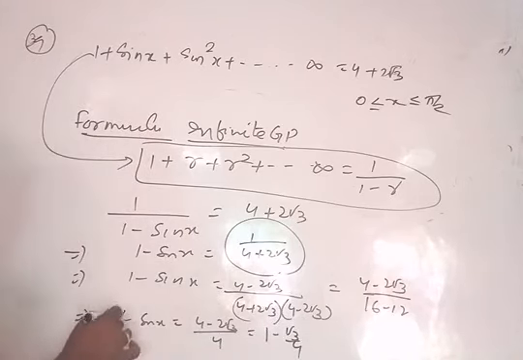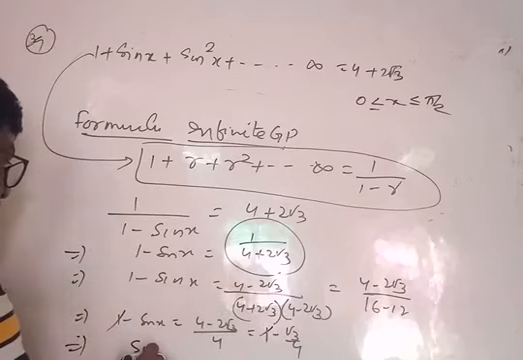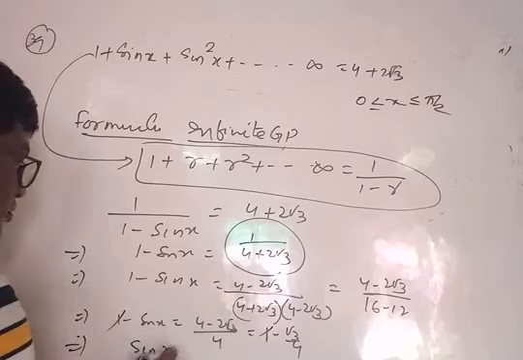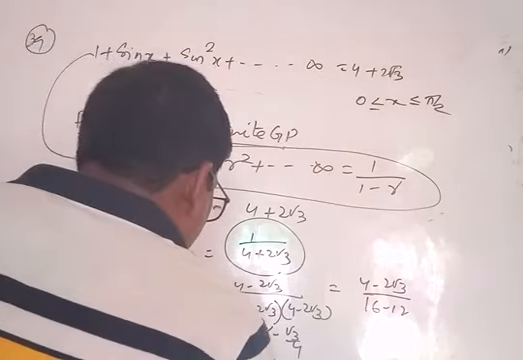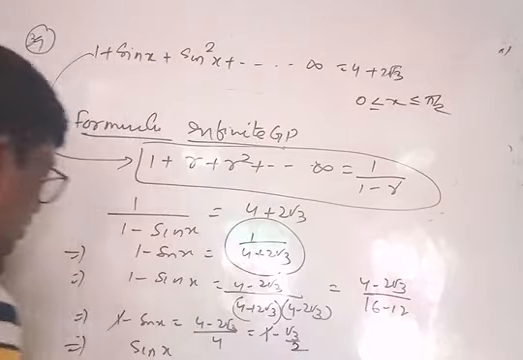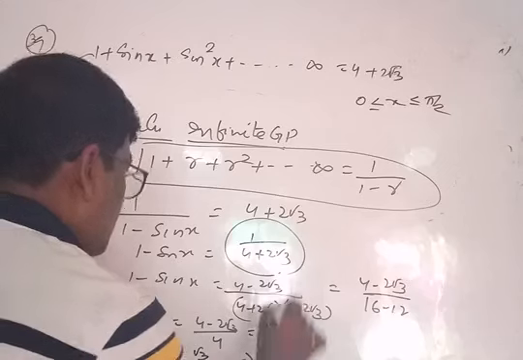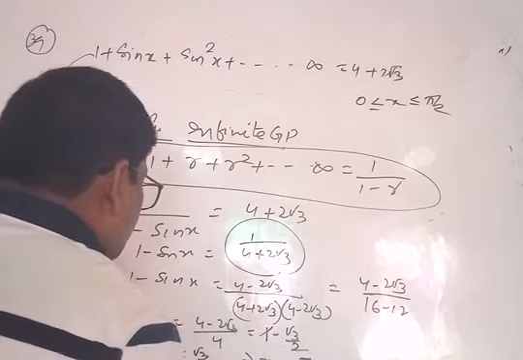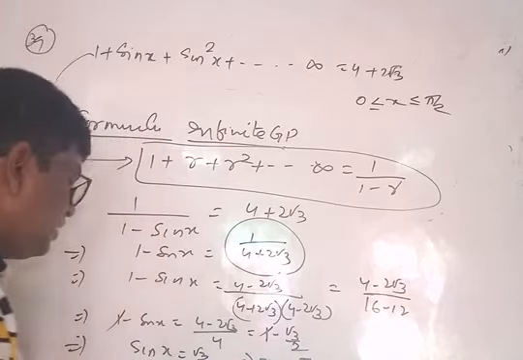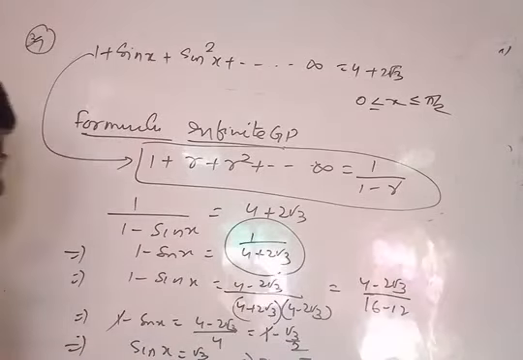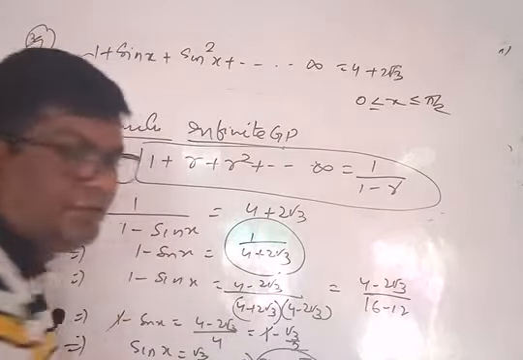So 1 cancels. So minus sin x is equal to this minus this, and sin x is equal to what? This is equal to root 3 by 2. So sin x is equal to root 3 by 2, that implies x is equal to what? Pi by... sin x is root 3 by 2 means at which angle the value of sin is root 3 by 2, that is sin 60. The answer is pi by 3. Clear?